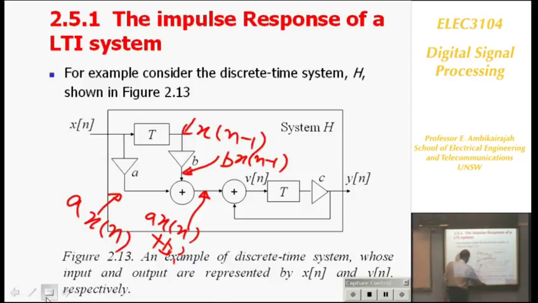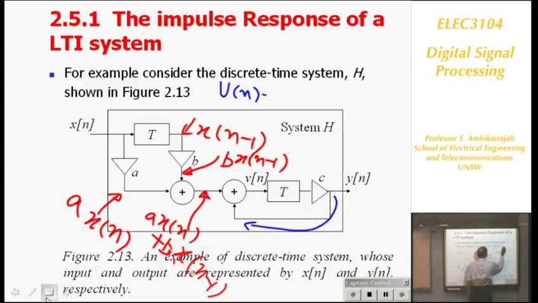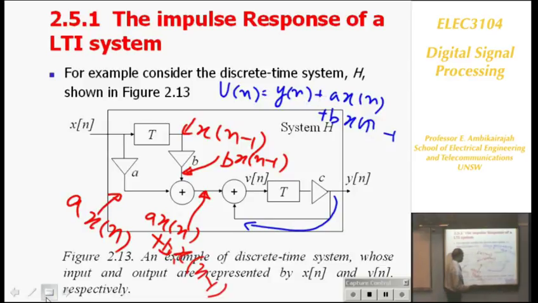What's vn then? Write an equation for vn. Vn is equal to my yn coming here like that, so equal to yn plus this one, plus a xn plus b xn minus 1. And then we can write another equation relating yn and vn. How do you do that? You can say yn is equal to c times vn minus 1. See? N minus 1.